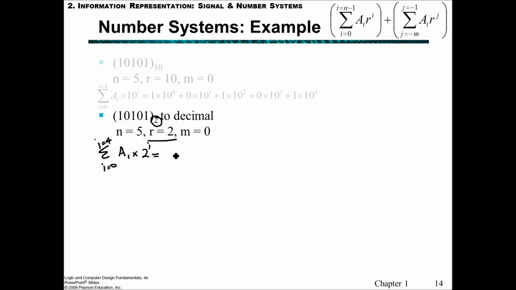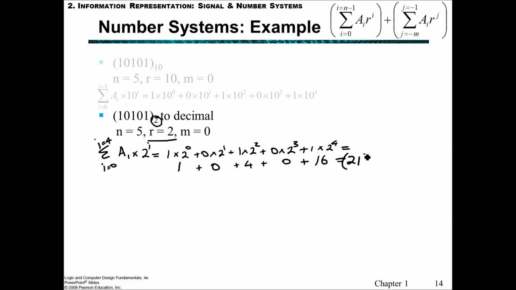So the first one being 1 times 2 to the 0 plus 0 times 2 to the 1 plus 1 times 2 to the 2 plus 0 times 2 to the 3 plus 1 times 2 to the 4, which gives 1 plus 0 plus 4 plus 0 plus 16 equals 21, and this is in decimal.